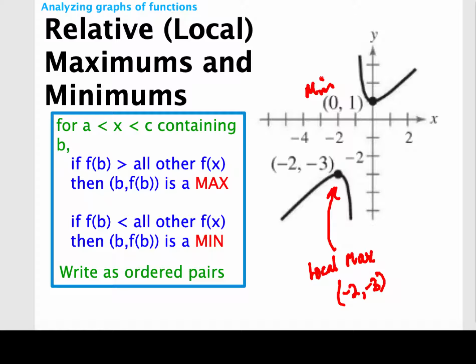Local meaning, again, over a short span. Within a small area, it's the highest or lowest point on our graph. Notice we do need to write the entire coordinate. We're identifying a coordinate point, an ordered pair, not just what was the y value, or how high or how low it was, minimum or maximum heights. It's the entire coordinate that's the local min or local max.